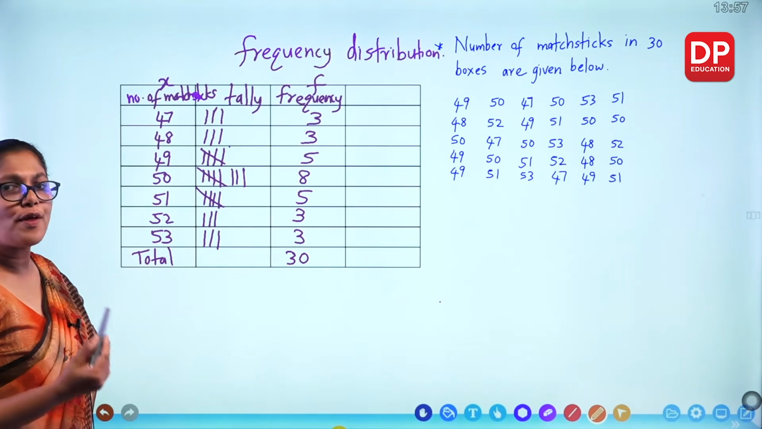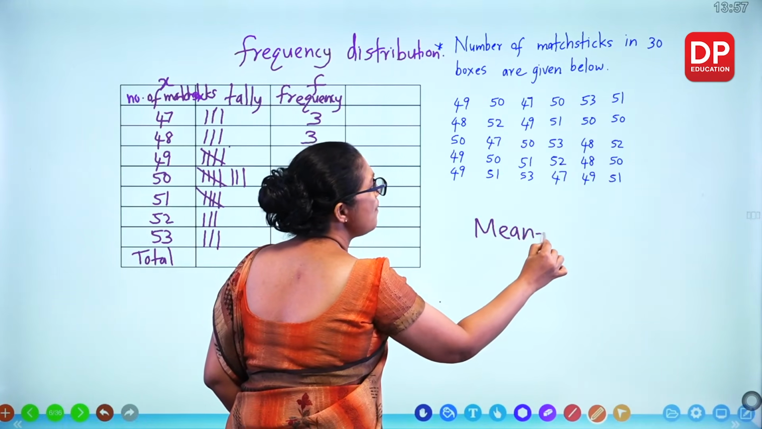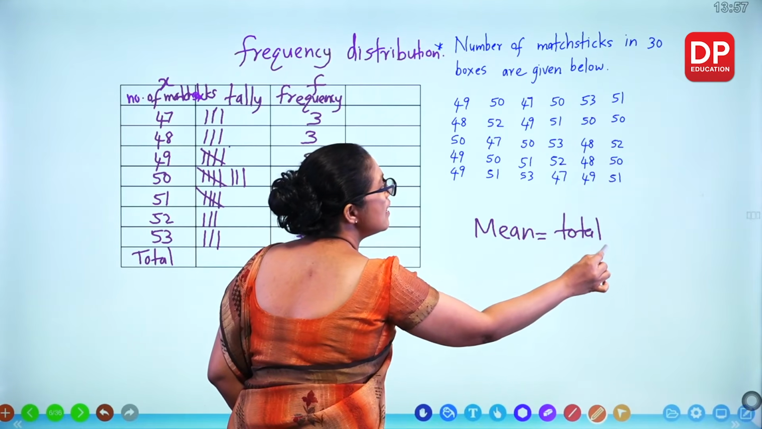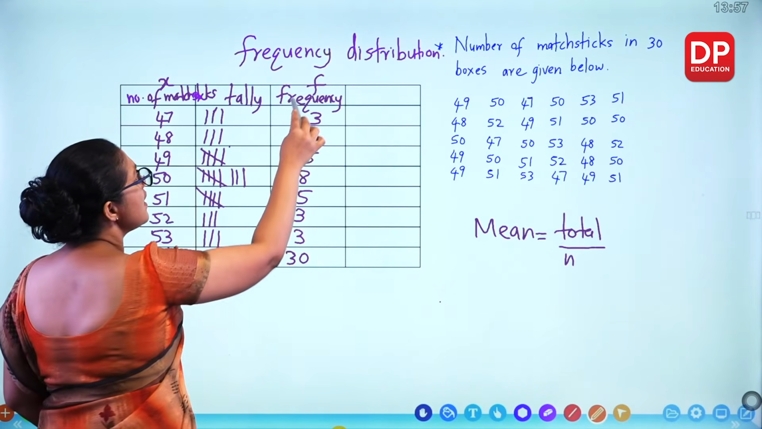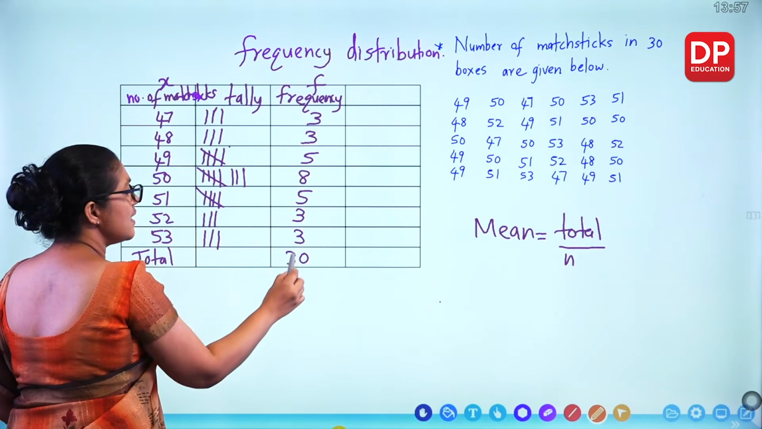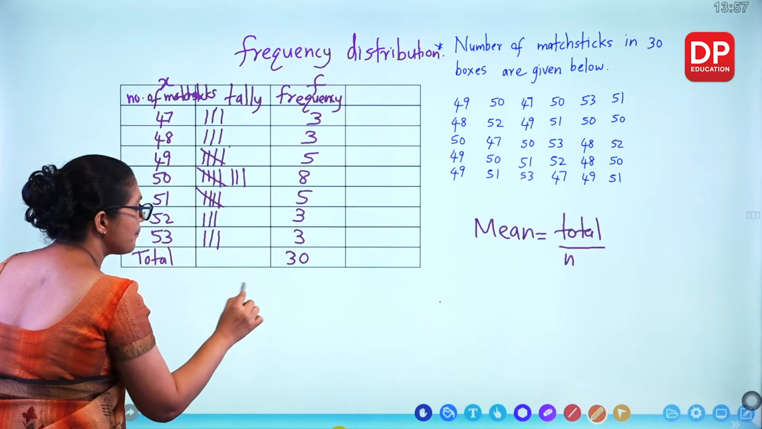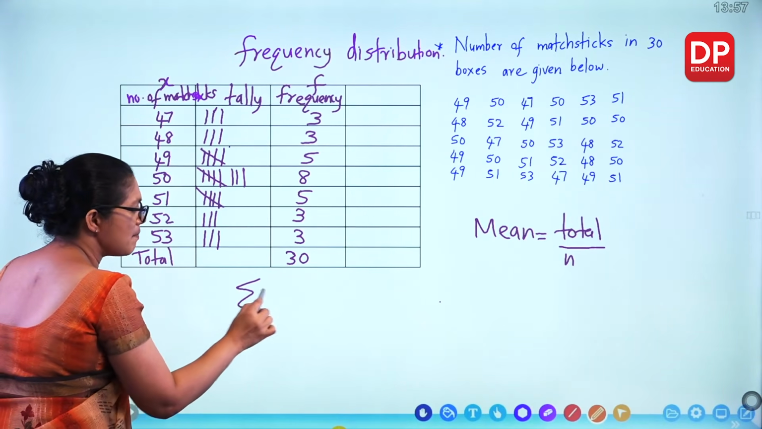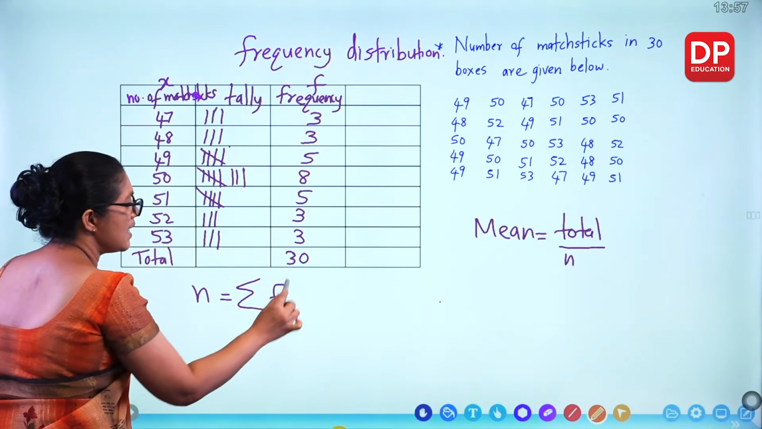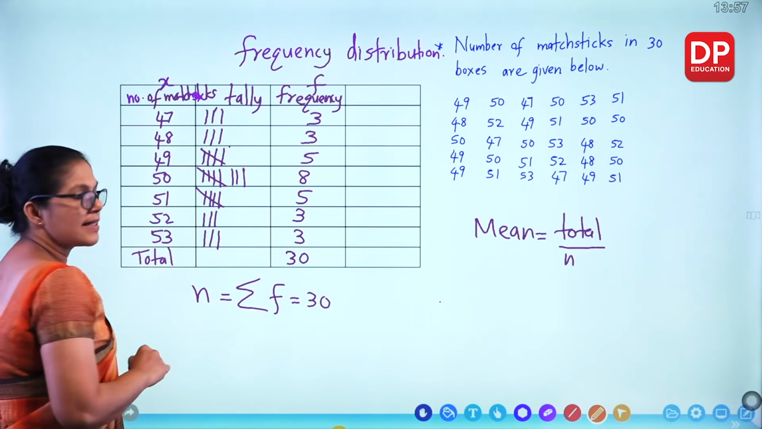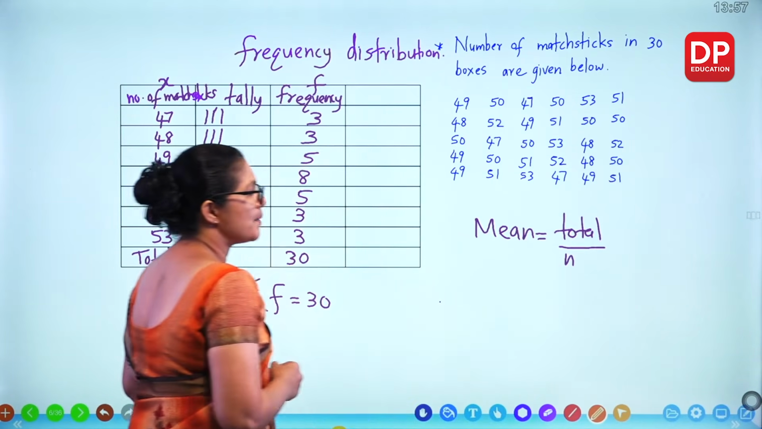Now we need to find out the mean. What's the formula? Total over number of outcomes. So n is the number. Here we say n is the total number of f's. In maths, total means this notation, sigma. Sigma f is the same as n. In this case, that's 30. So I can write sigma f instead of n as well.